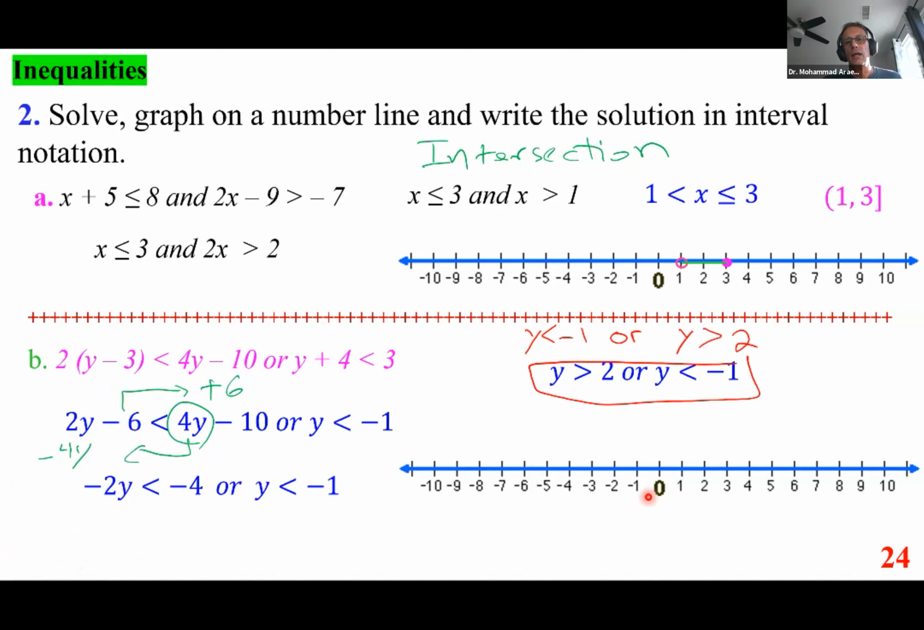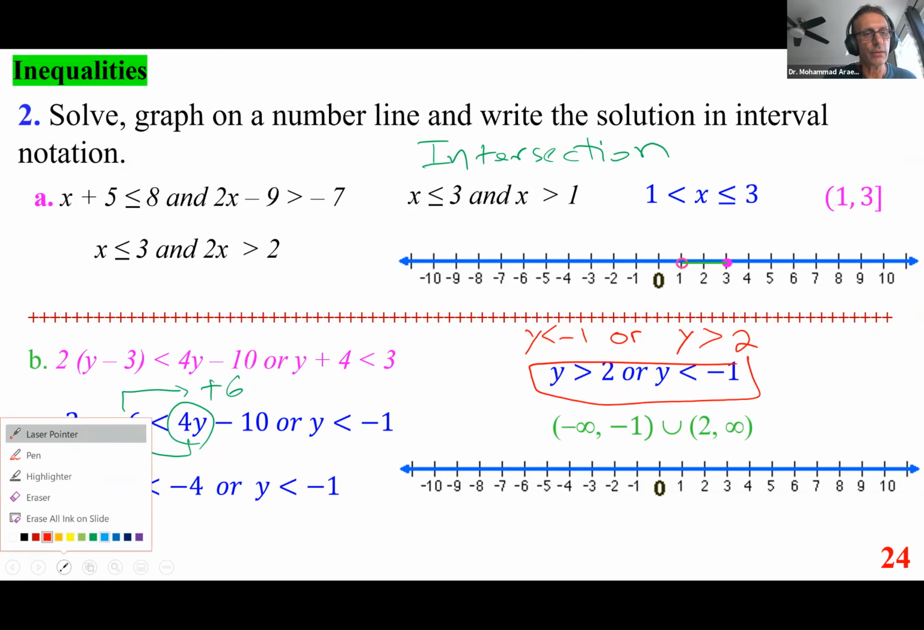So I want to show you that in interval notation, y is less than -1. That means from -infinity to -1. y larger than 2 means from 2 to infinity. With the or statement, we use the union. So let me write that for you.